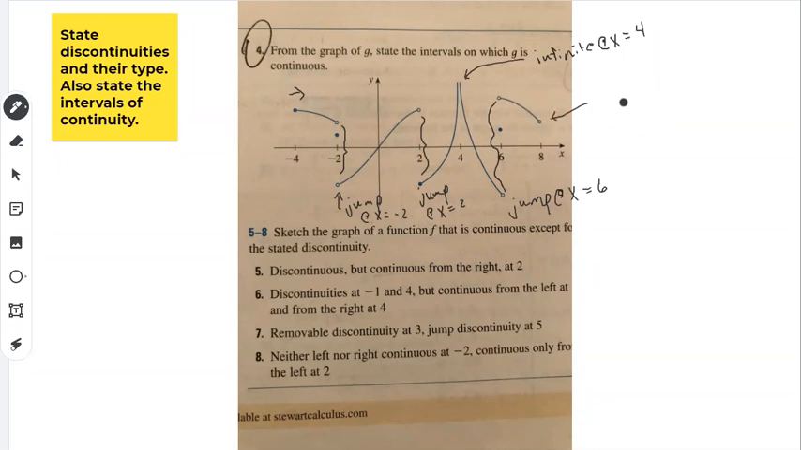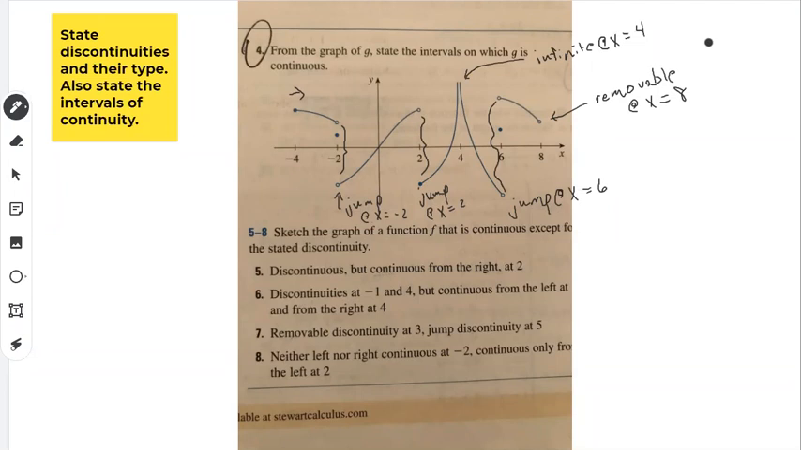Well, we don't really see a jump here, right? We just removed a point. So that would be removable. So you have a removable discontinuity right here at x equals 8. So those are the 3 types of discontinuities that you'll see on the homework.